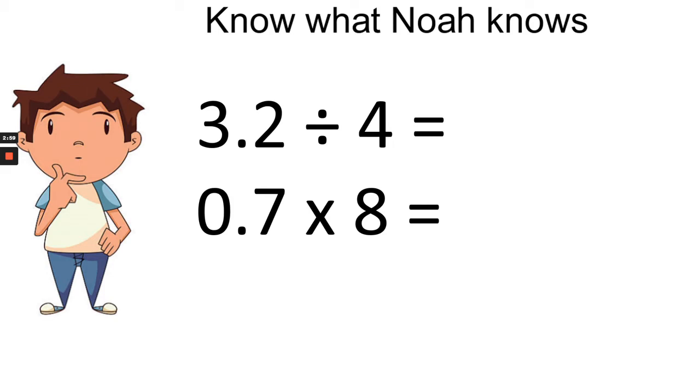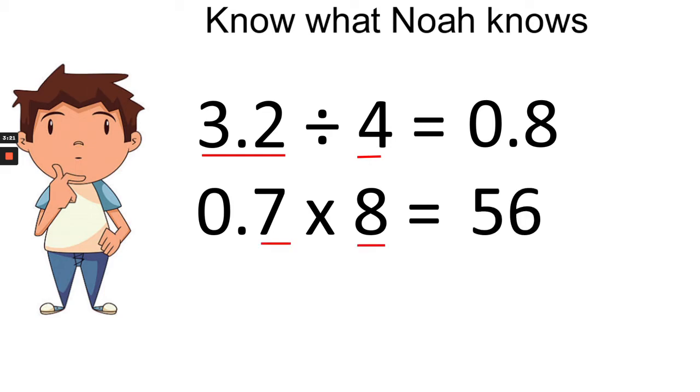Now I can see in my first example, 32 divided by 4 is a related fact, and I know this. 32 divided by 4 is 8. But wait, we need to make the answer 10 times smaller because the question was 10 times smaller, 0.8. My related fact, 7 times 8 is equal to 56. But wait, we need to make it 10 times smaller, 5.6. Well done if you got that one, Year 6.